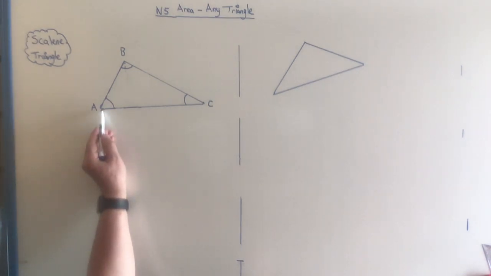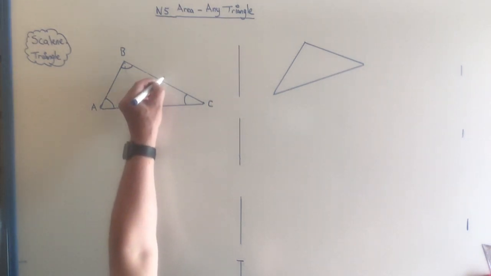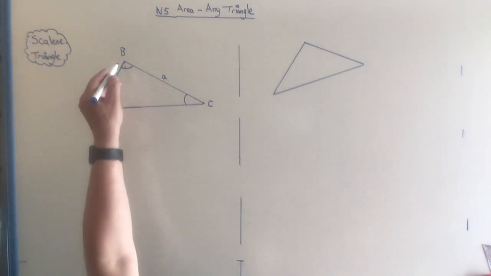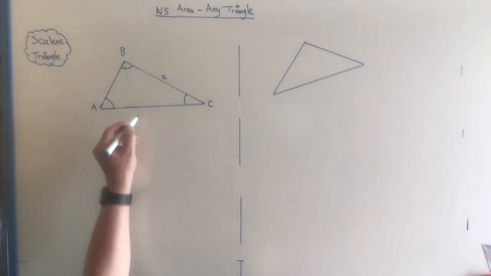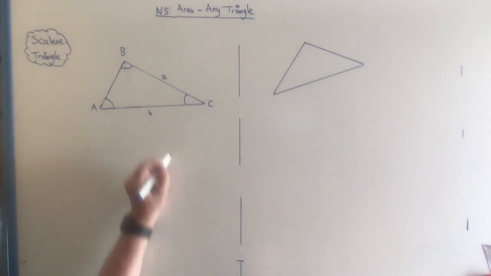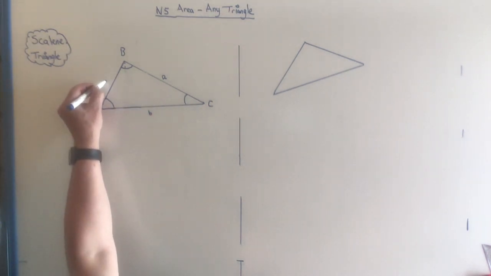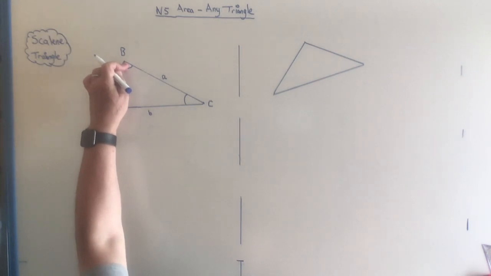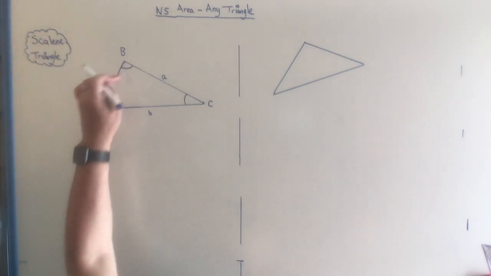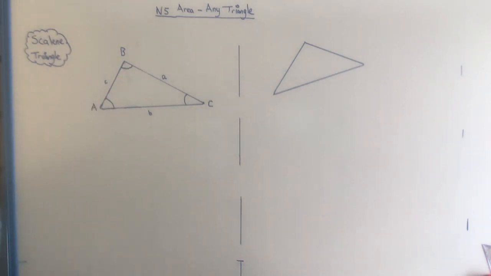Here's angle A, so opposite that is small a, that's the length small a. Opposite the angle B is small b. And opposite the angle C is small c. And that's how we label these angles, okay? And it's important that you do that at every step when you're in an exam. First step, label the triangle.